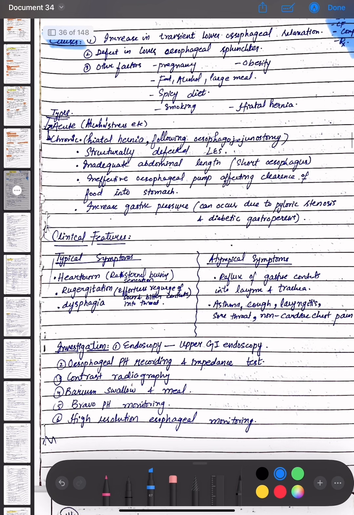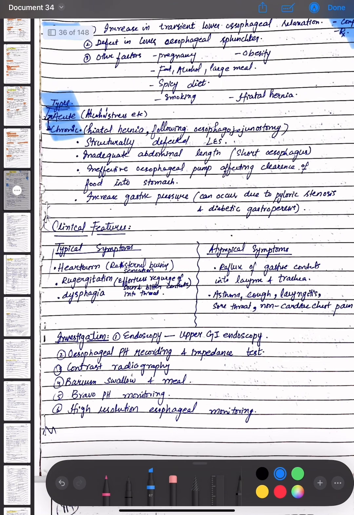Now we are having two broad classes of GERD. This is acute and chronic. The acute state is due to alcohol and stress, while the chronic is due to hiatal hernia, following esophagogastrostomy, structurally defective lower esophageal sphincter, inadequate abdominal length that is short esophagus, ineffective esophageal pump affecting clearance of the food into the stomach. Increased gastric pressure can occur due to pyloric stenosis and diabetic gastroparesis.